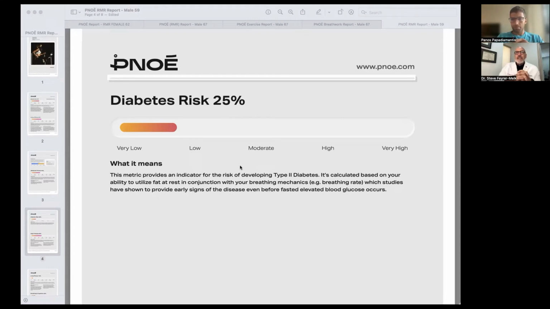Yes, and I think people are becoming much more in tune with the idea of type 2 diabetes and the dangers of it.